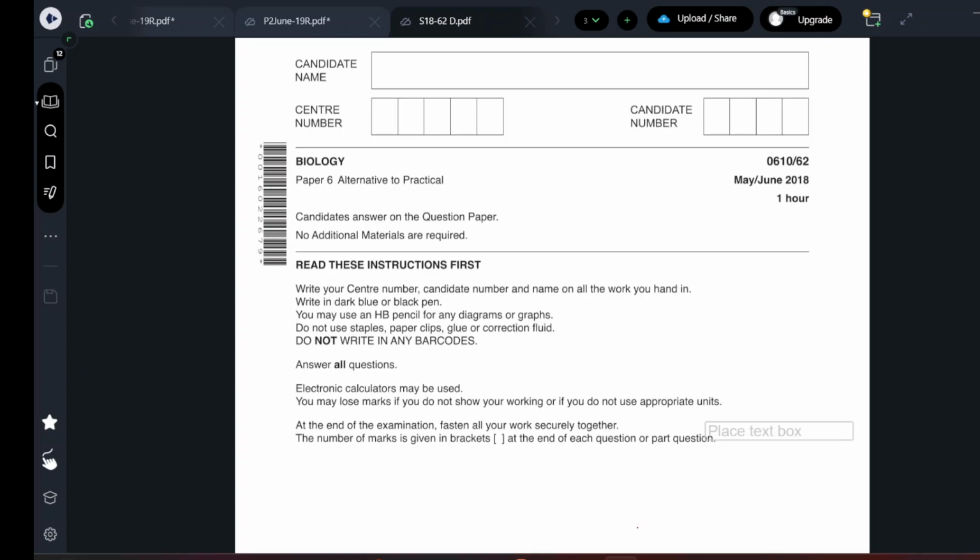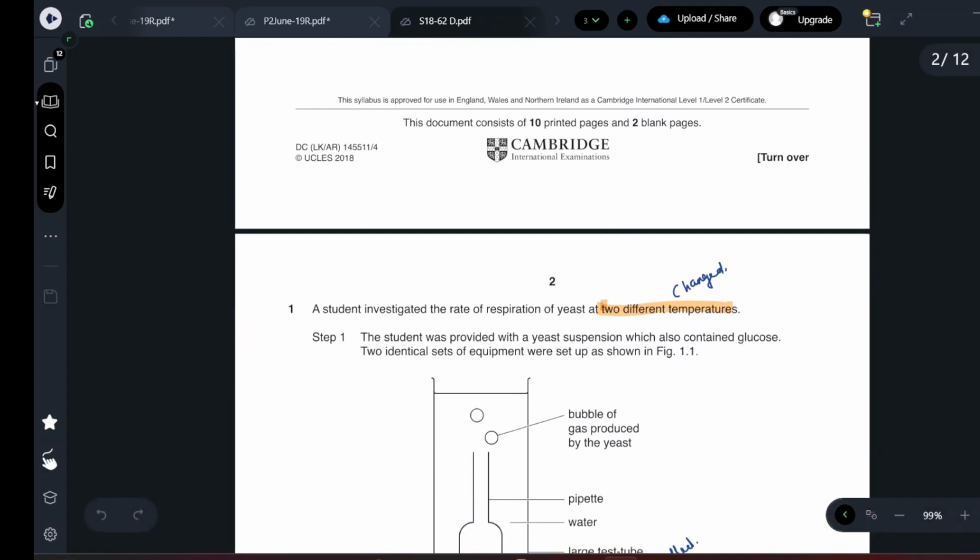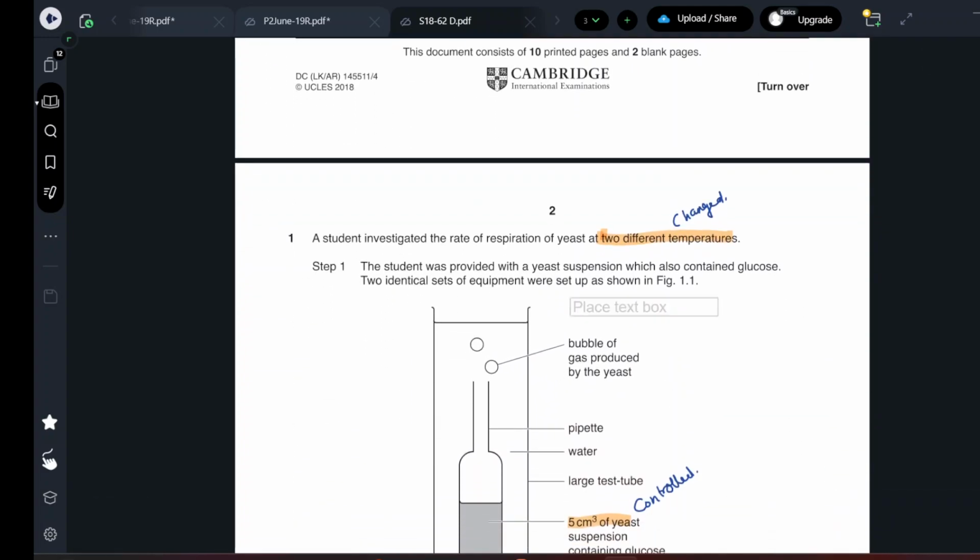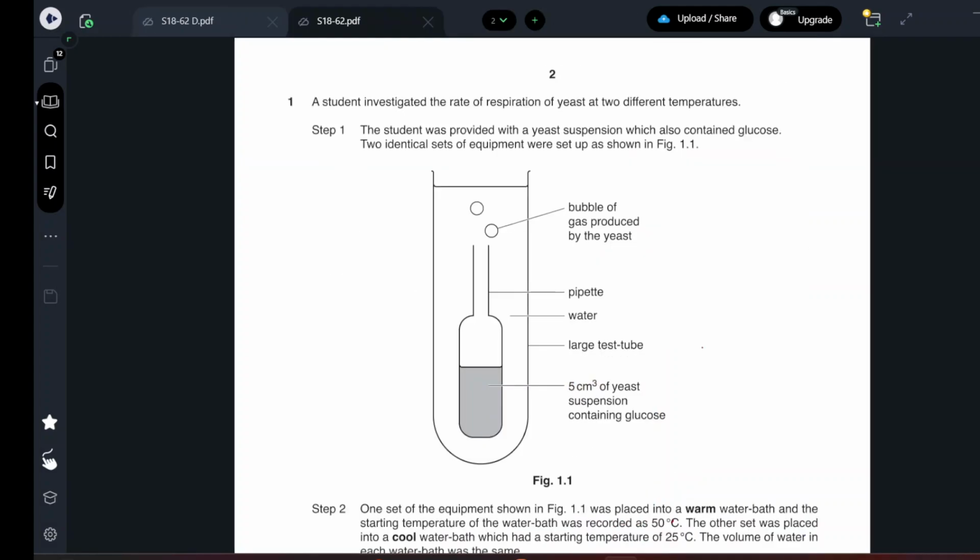June 18, variant 2. Easy exam. A student investigated the rate of respiration of yeast at two different temperatures. Since I'm trying two different temperatures, the changed variable here will be the temperature.